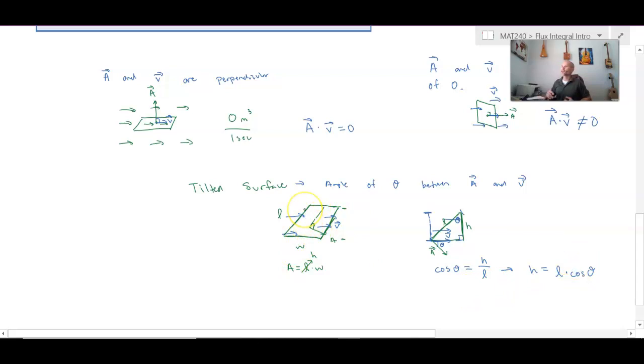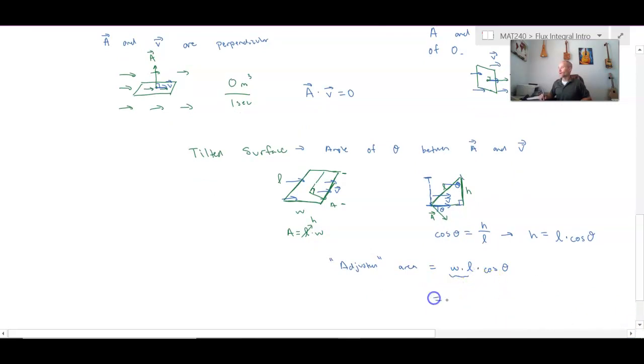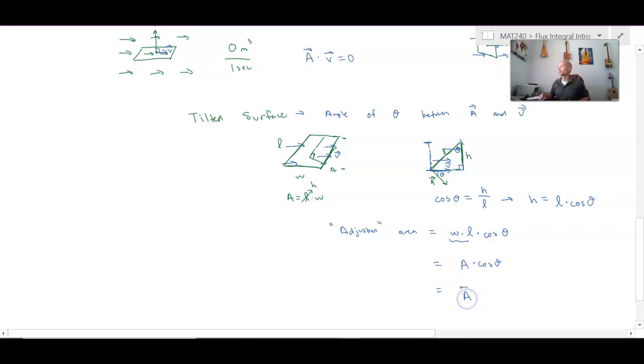And now the actual adjusted area, I'll call this the adjusted area, will equal the width, which will be W, times the length, times the cosine of theta. Now, width times length is the actual area. Well, hey, by the way, another way of writing the actual area is the magnitude of the area vector. Right? The area vector has a length that is equal to the area of this entire surface right here. So we have the magnitude of the area vector times the cosine of theta. Now that's the area through which water actually passes.